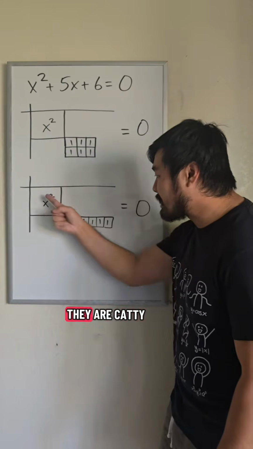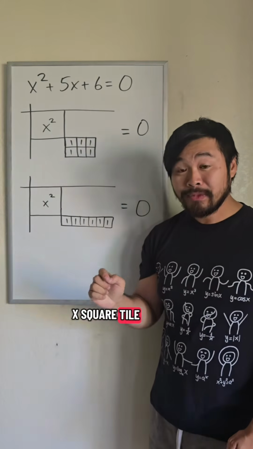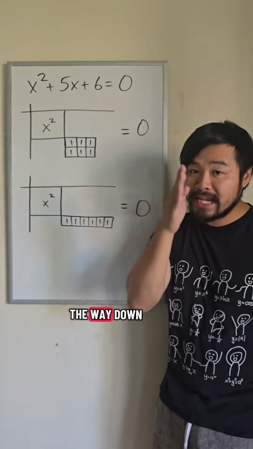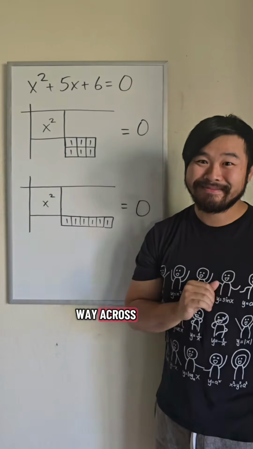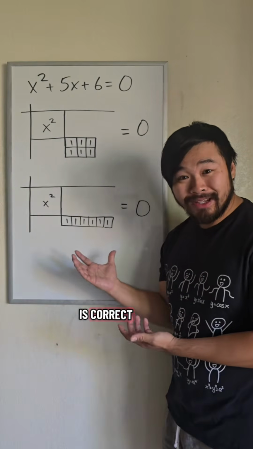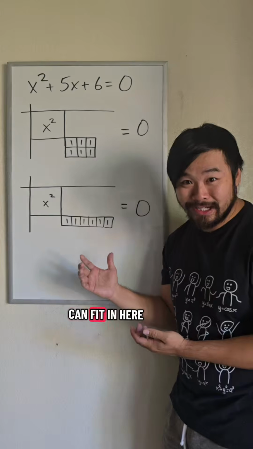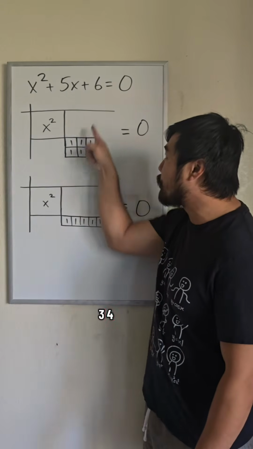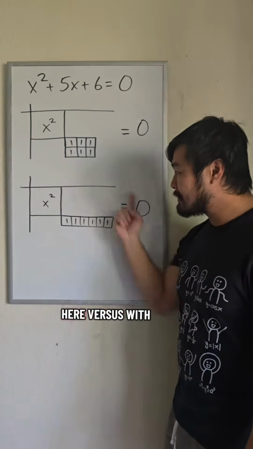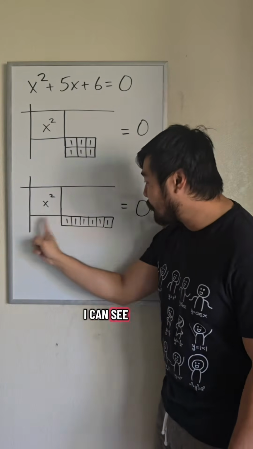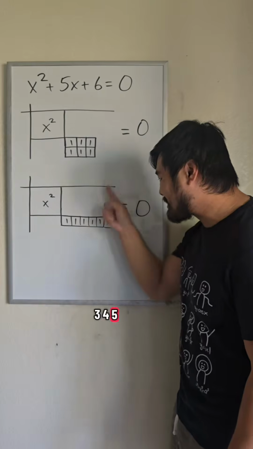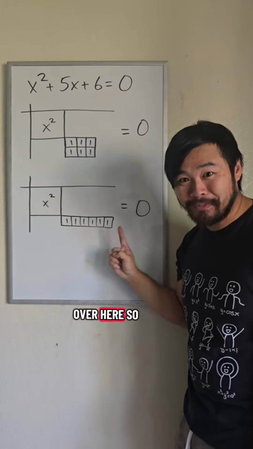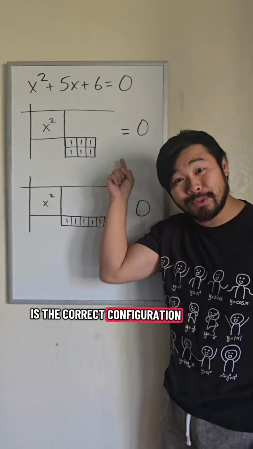And notice that they are catty-corner to the x squared tile because lines have to go all the way down and all the way across. Now, which way is correct? Well, let's imagine how many x's can fit in here. For this configuration, I can see 1, 2, 3, 4, 5 x's fitting here. Versus with this configuration, I can see 1, 2, 3, 4, 5, 6, 7 x's fitting over here. So that means this is the correct configuration.